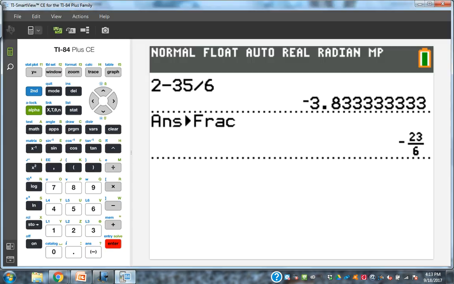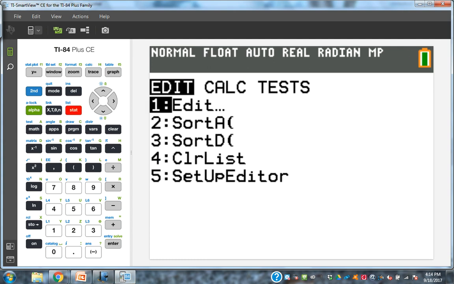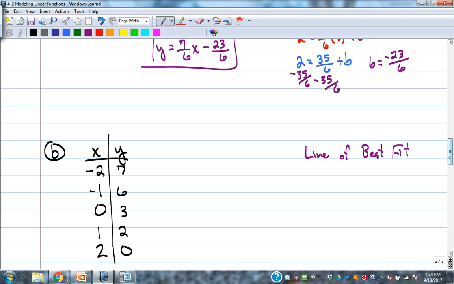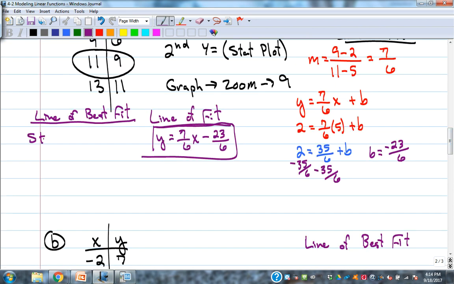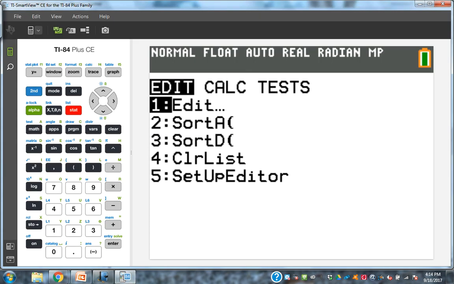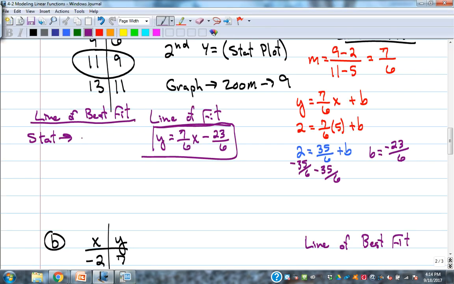All right, so with the calculator, I've already done all the hard work. I put the points in, and I've got the scatter plot done. I just want to find the line of best fit for that. So that's an easy thing to do. With the calculator, you hit stat. So for the line of best fit, we're going to hit stat, over to calc. So right arrow to calc.